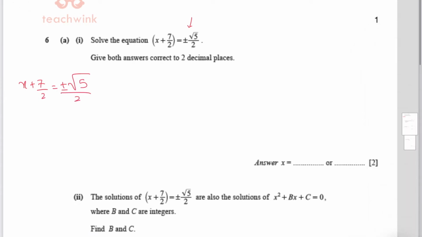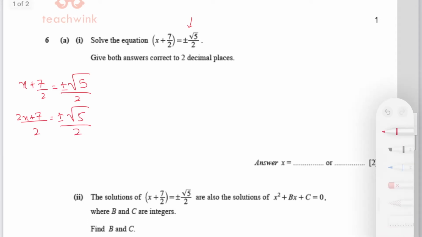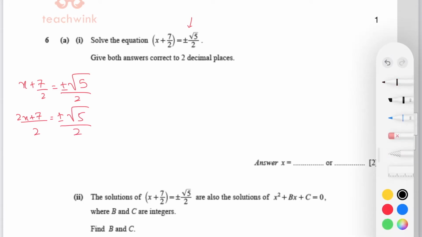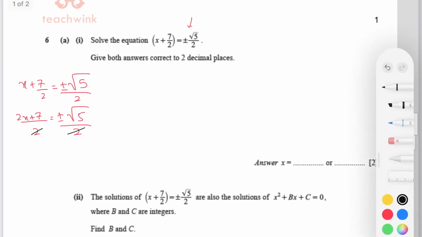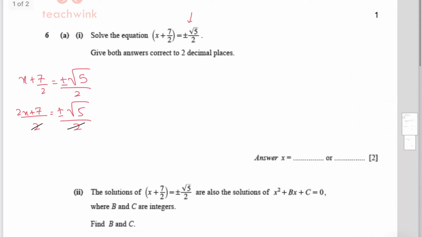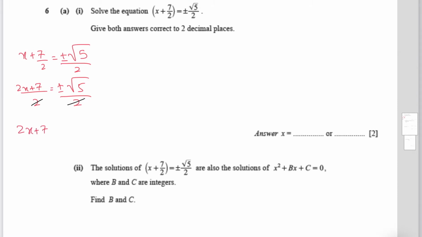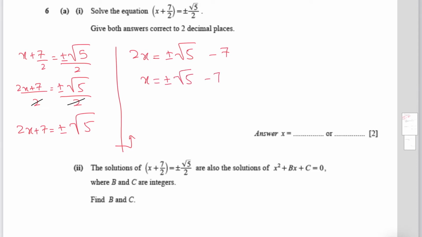Then what happens is you find the LCM on the left side. You get 2, so this becomes (2x plus 7) over 2 equal to plus minus under root 5 over 2. To make things simple for us, let's cancel out the two 2's on both sides. What we are left with is 2x plus 7 equals plus minus under root 5. Okay, let's do the remaining part on this side. We move around a few numbers. This becomes 2x equal to plus minus under root 5 minus 7. Then it becomes x equal to plus minus under root 5 minus 7, over 2.